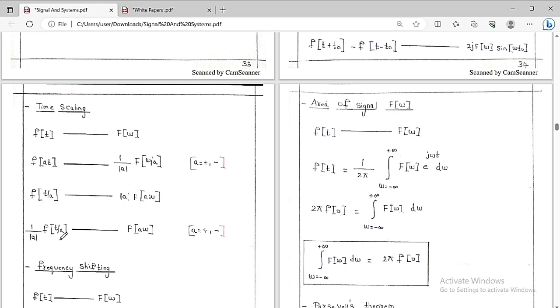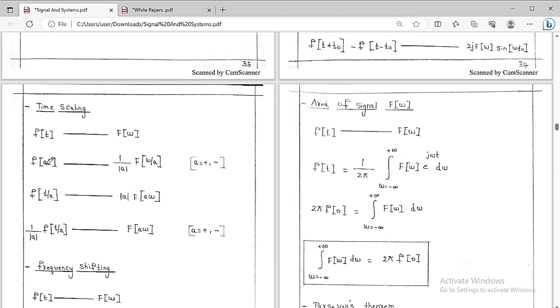Suppose for this one, we divide by 1 by mod a on both sides. Then 1 by mod a, f of t by a is nothing but f of a omega, right? a can be positive or negative. So I want you to remember only this. Therefore, for f of t, if the Fourier transform is f of omega, then f of at has the Fourier transform 1 by mod a, f of omega by a, where a can be positive or negative.